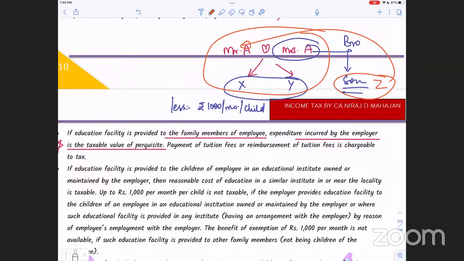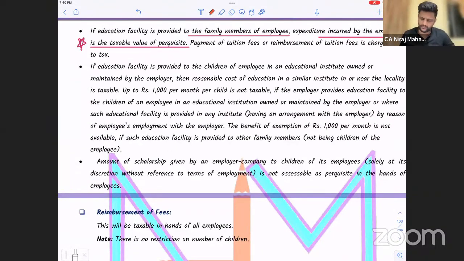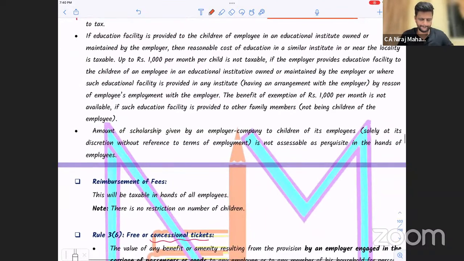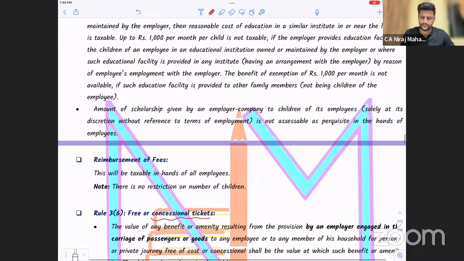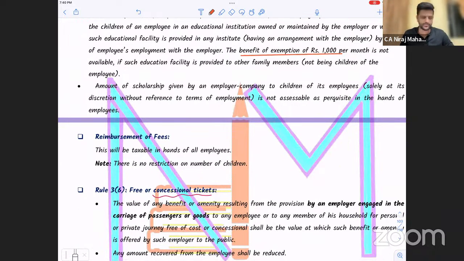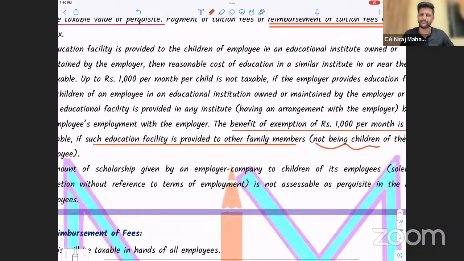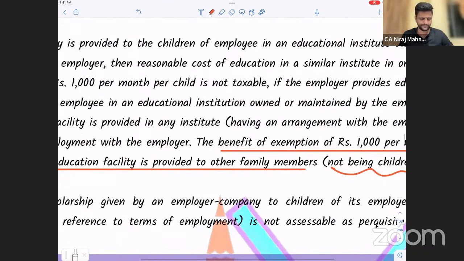Good. Payment or reimbursement of tuition fees is always taxable. Okay. Reimbursement of tuition fees is taxable. See, the benefit of exemption of rupees 1,000 per month is not available if such education facility is provided to other family members. Other means whom? Other than children of the employee. Clear? That is just another story, this entire paragraph. It is just explanation. You can read it later. I'll go ahead.